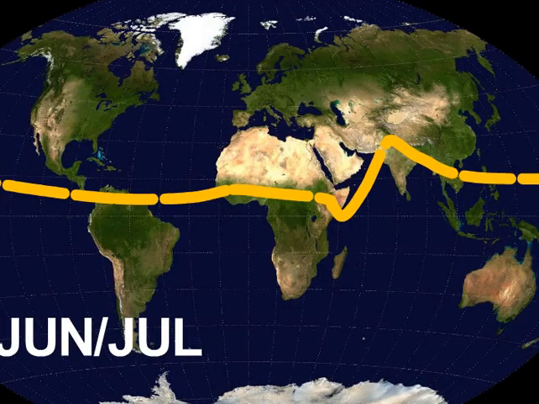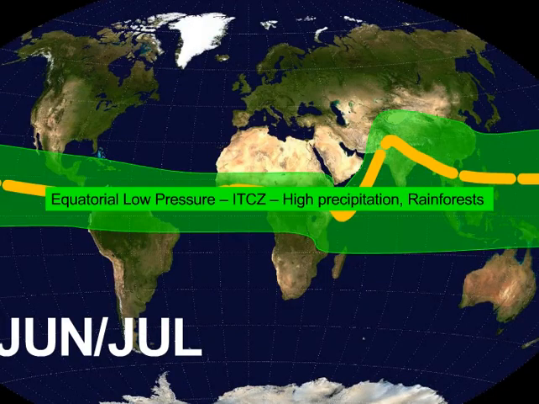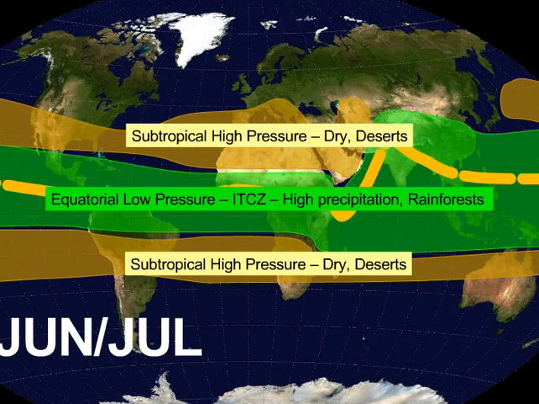Now let's look at June and July. All of this then migrates to the north. So we see a changing pattern. And so now that subtropical high pressure zone, which was just there in Central America, has now moved and is now up there in the southern part of the United States and parts of Mexico. Whereas now the subtropical high pressure in the southern hemisphere has also moved up accordingly.